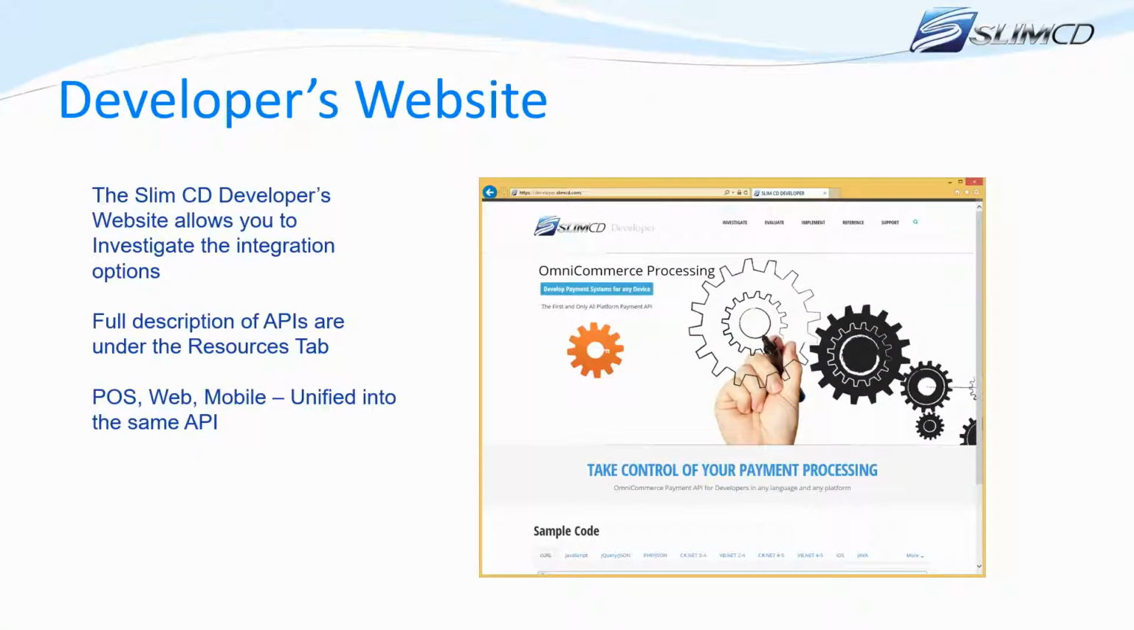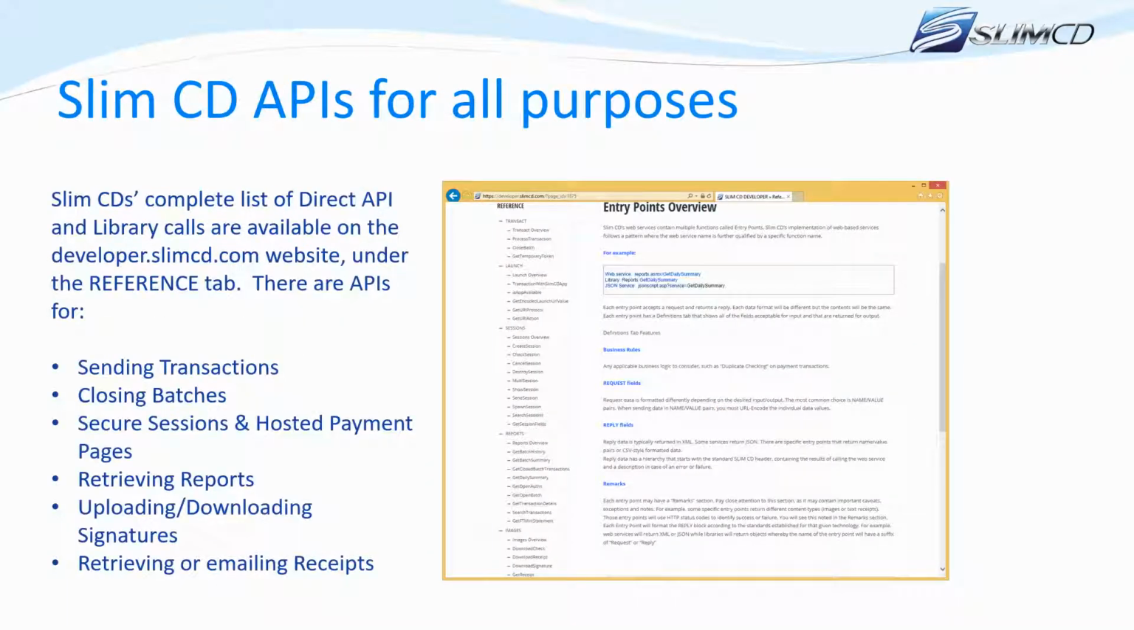All this information is contained in the SlimCD developer website. It's got a variety of documentation there, letting you investigate all of our options, evaluate which one's best for you, give you some implementation guidelines, and finally a full reference of all the APIs. And we have APIs for all purposes. As you can see, here's a list of many of the API entry points.